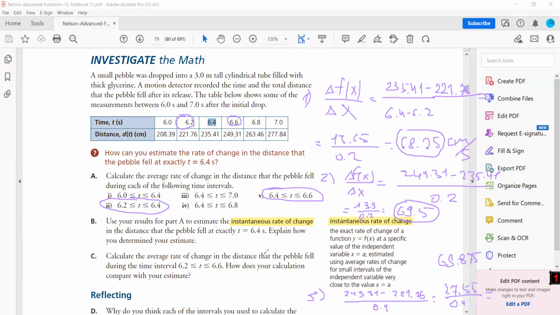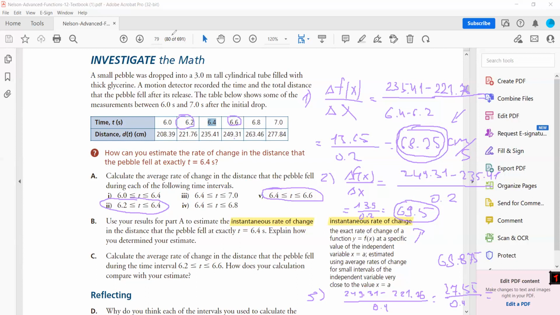Let's work with it. Here are two average rates of change, from 6.2 to 6.4 seconds and from 6.4 to 6.6 seconds. If I were to estimate the average rate of change at 6.4, I would say it lies somewhere between these two values. So how do I do that? I just find the middle of these two values. I would add them up and divide by 2.